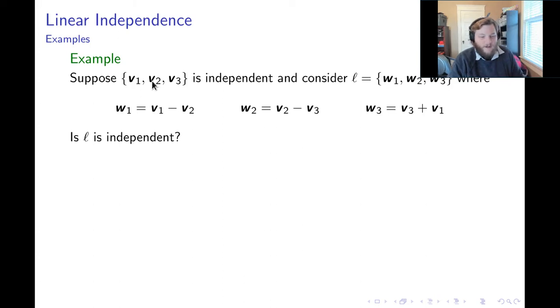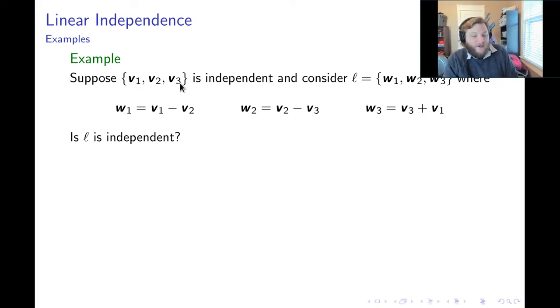So v1 and v2 are the first 2 vectors in our linearly independent list. w2 is our next new vector, and that's v2 minus v3. That's the second and third vectors on our linearly independent list. And then w3 is v3 plus v1. That's the first and third vectors in our linearly independent list.